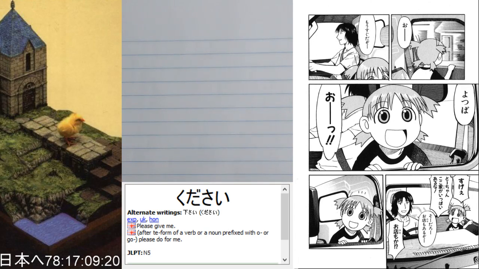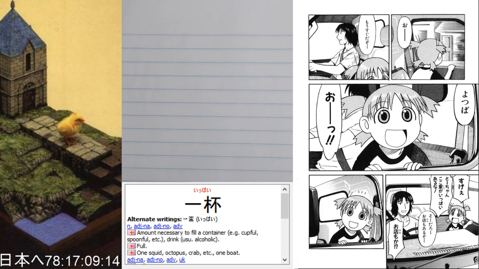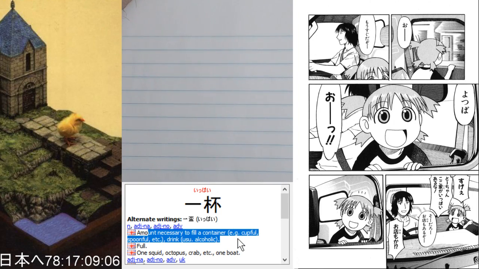Ippai. She's using this word here, ippai. Yeah. Amount necessary to fill a container. One squid, one boat, full. So she's saying koko is here. Ippai is full of houses here.